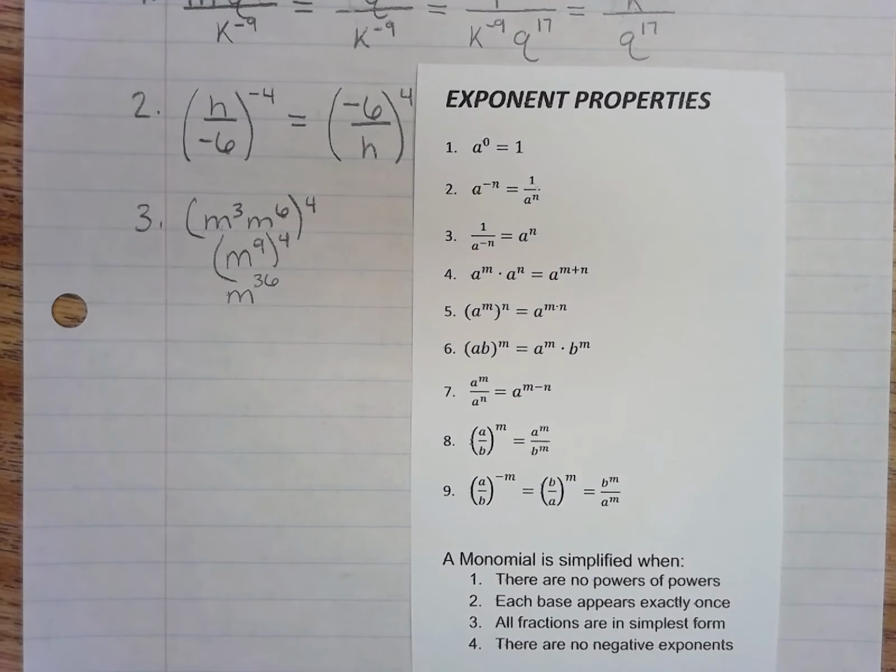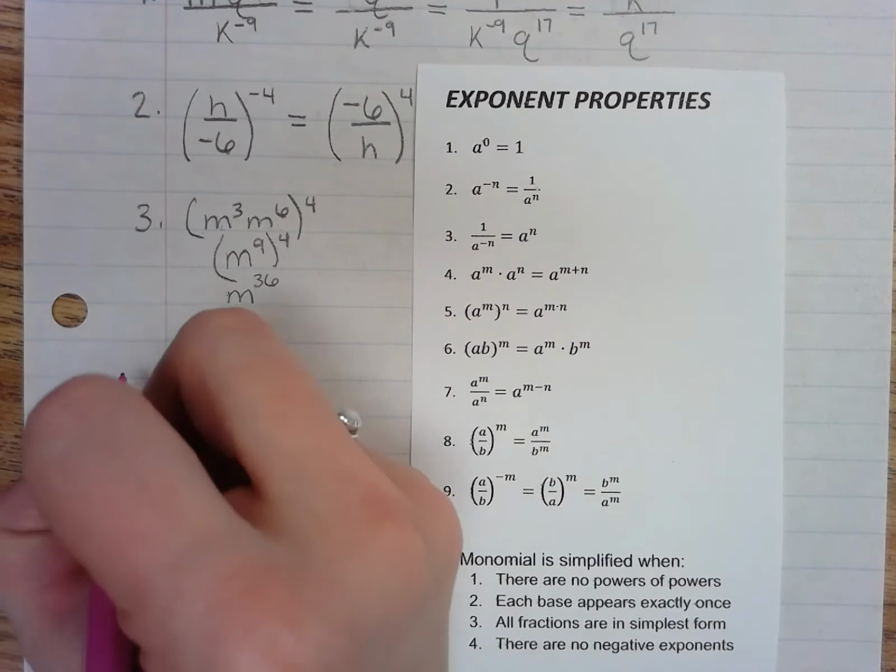So that makes it m to the 36. So that is completely simplified now using our exponent properties. Let's look at example 4.